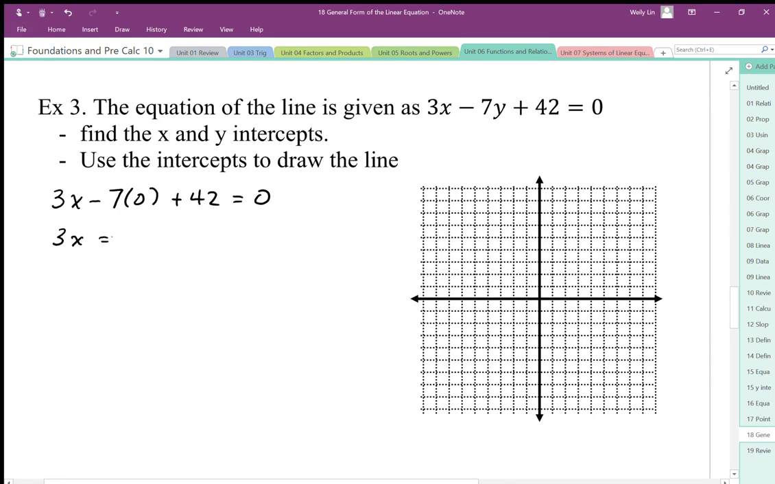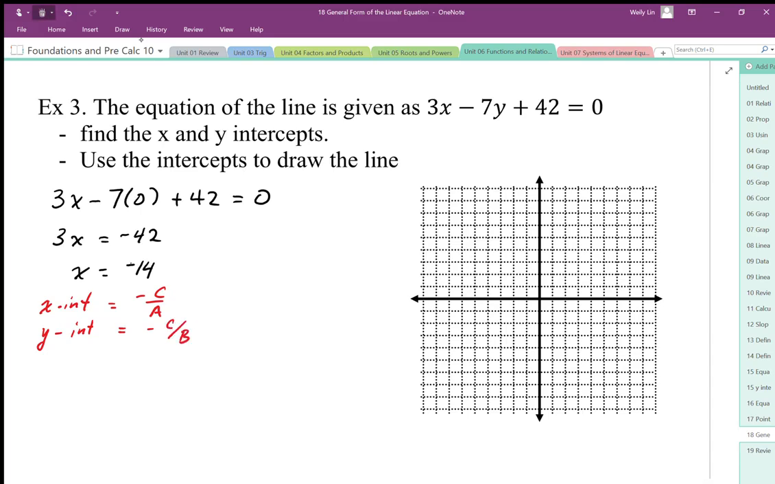The y term always becomes 0. If I subtract 42 from both sides, I can divide 42 by 3, and I'm going to get negative 14. So we can actually find the x-intercept by looking at that c coefficient, and it's negative c over a. Let me generalize this, and I'll put it in red. The x-intercept is going to be negative c over a. The y-intercept we've already established as negative c over b.